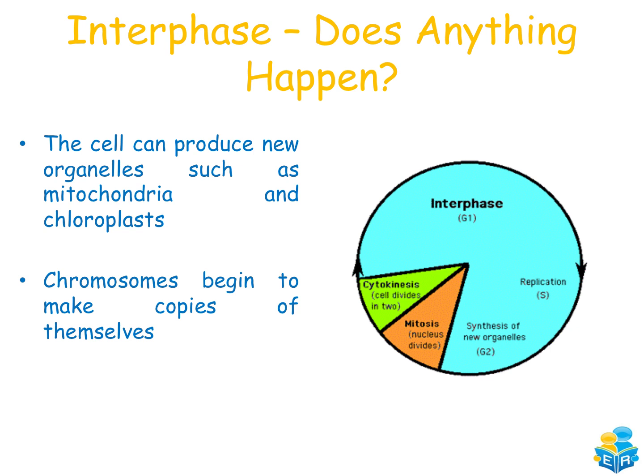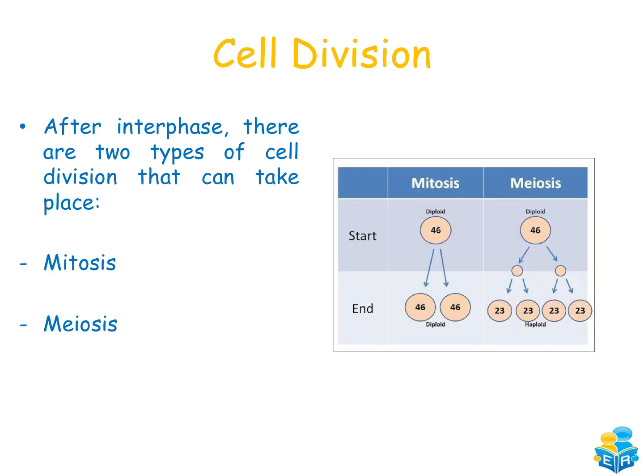Now, does anything actually happen within interphase? And the answer is yes, it does. So the cell is not dividing, but it is producing new organelles such as mitochondria and chloroplasts, because eventually these are going to have to be passed off to the daughter cells. Okay, so organelles are being produced, and chromosomes are also beginning to make copies of themselves, because we want to make sure that sufficient genetic material is going from the parent cell down to the daughter cell. So not only are the new organelles being produced, but we do have some replication of genetic material happening within interphase as well. Now, after interphase, there are two types of cell division that can take place.